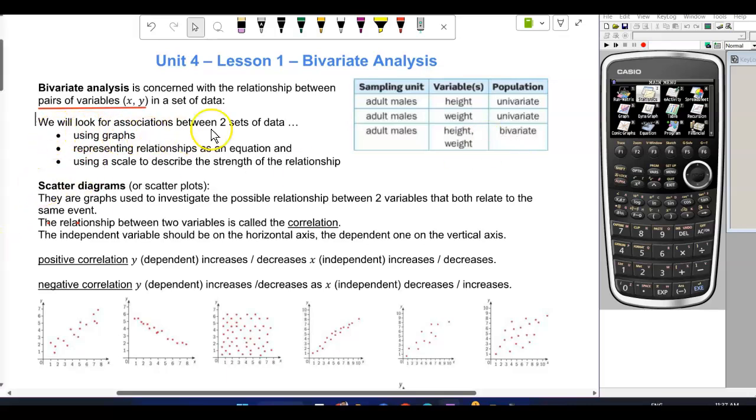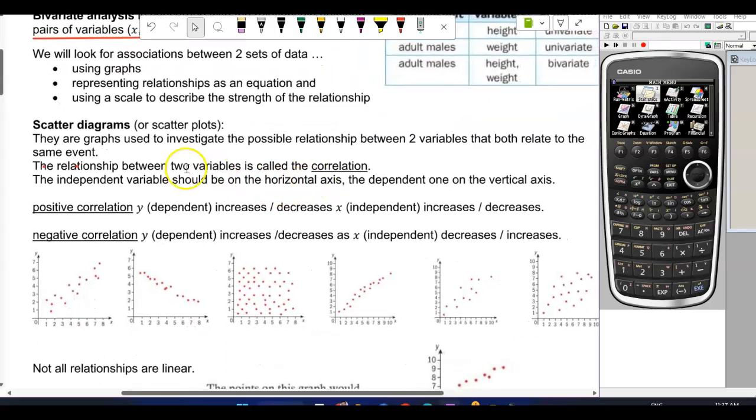We will look for association between the two sets of data. So if you're looking at height and weight, what is the association between them? Also, representing relationships as an equation. Can we get an equation for this? It's like a BMI. Use a scale to describe the strength of the relationship. So what is the strength of the relationship? This is what we will be doing.